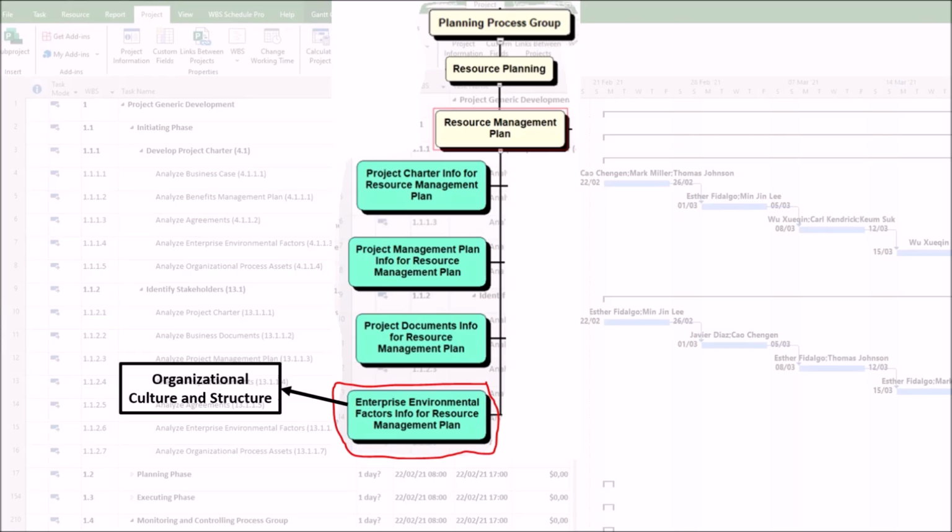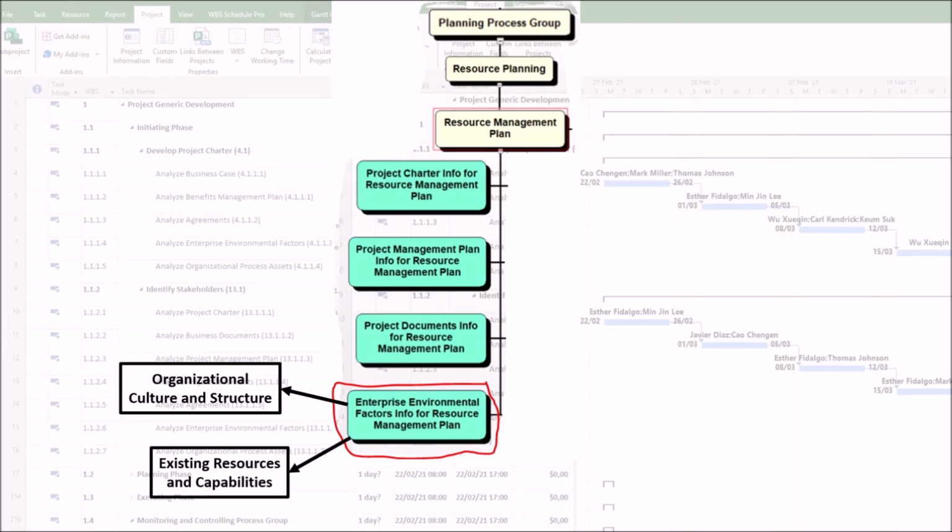This is perhaps the biggest influence. In first place, it determines your authority. Do you directly manage your team members, or are they loaned from functional managers? Next, it determines the reporting lines. Who does the team report to? And finally, it determines the resource availability. How easy or difficult is it to acquire resources?